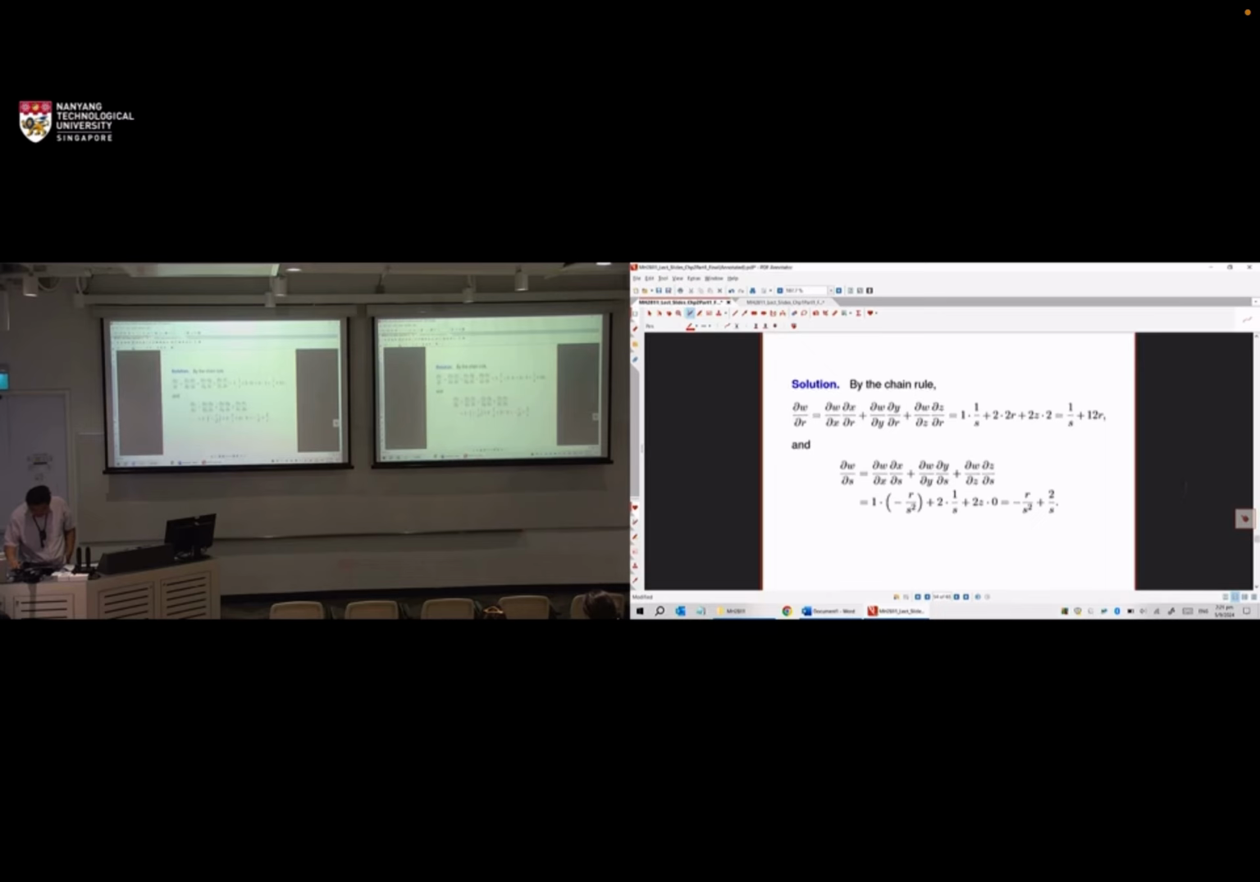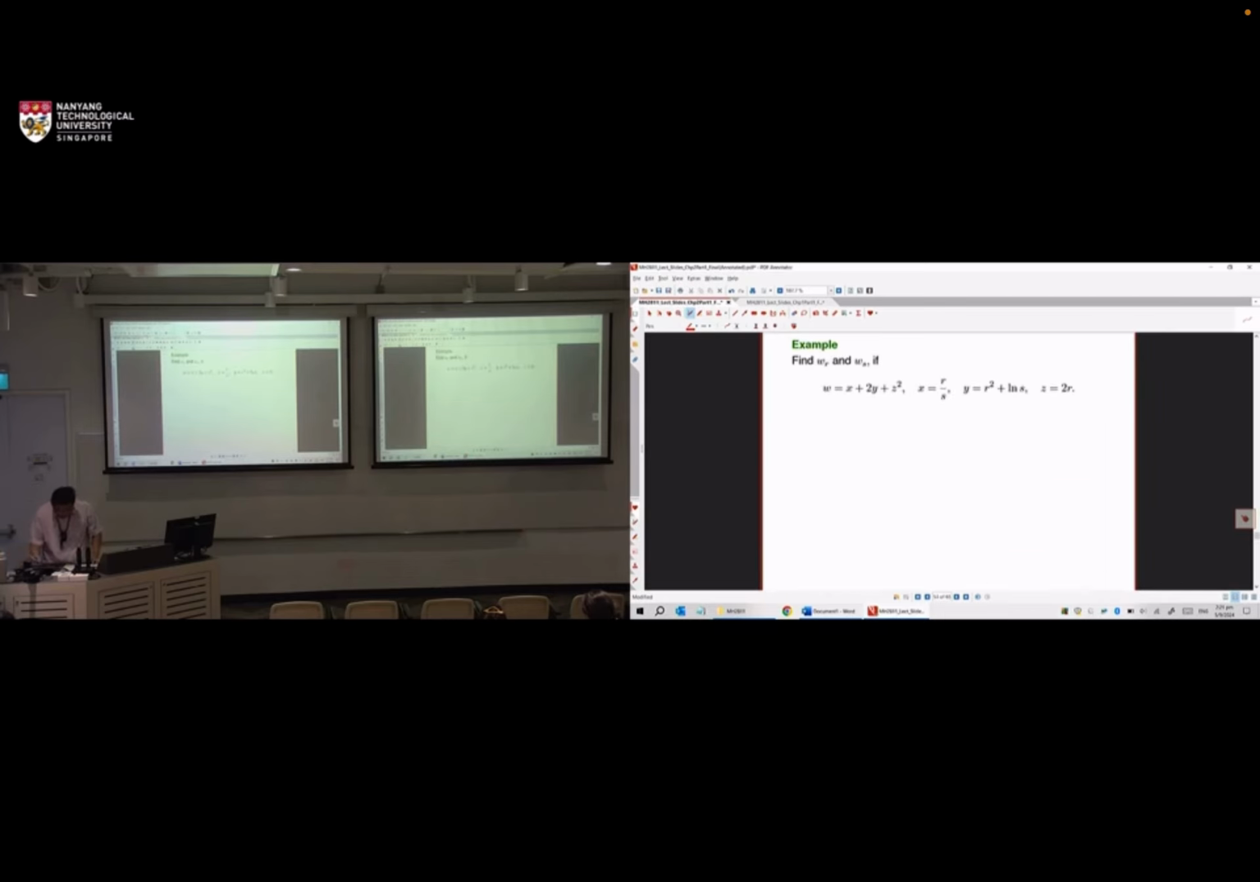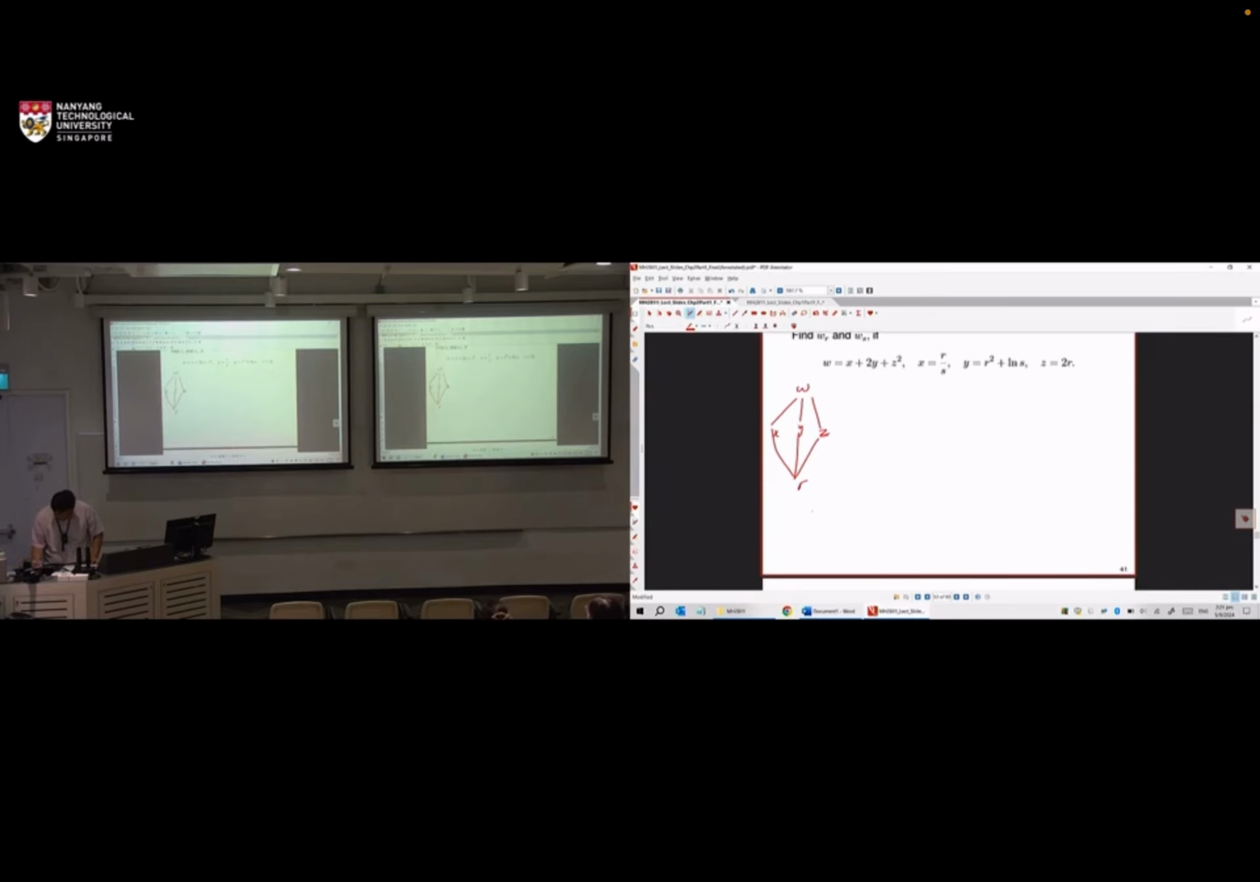Okay, so for this case, I draw the diagram for you. W and R, so you just need to do this x, y, z. And then from W you go to each of them, and from each you go to R. Then you need to draw another one, W, and then x, y, z, and now you go to S. You need to draw two diagrams.